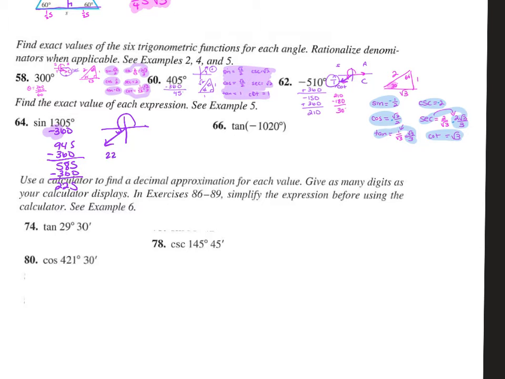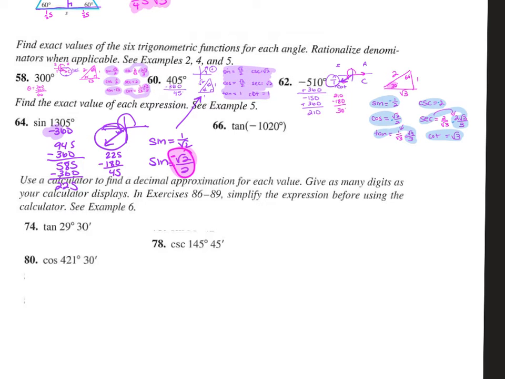Reference angle there would be 225 minus 180, which is 45. And I know I'm dealing with my 45, 45, 90 triangle. The sine there is 1 over square root 2, which gets rationalized to root 2 over 2. Sine in the third quadrant is negative, so it'd be negative square root 2 over 2.